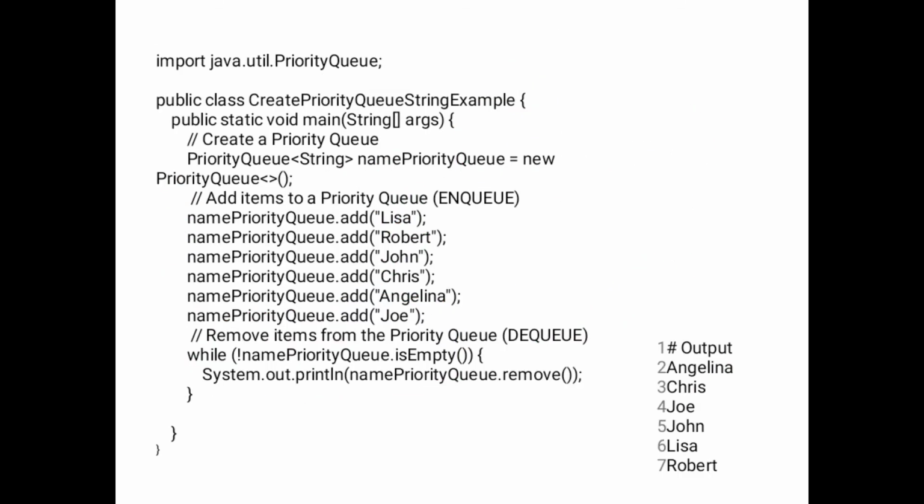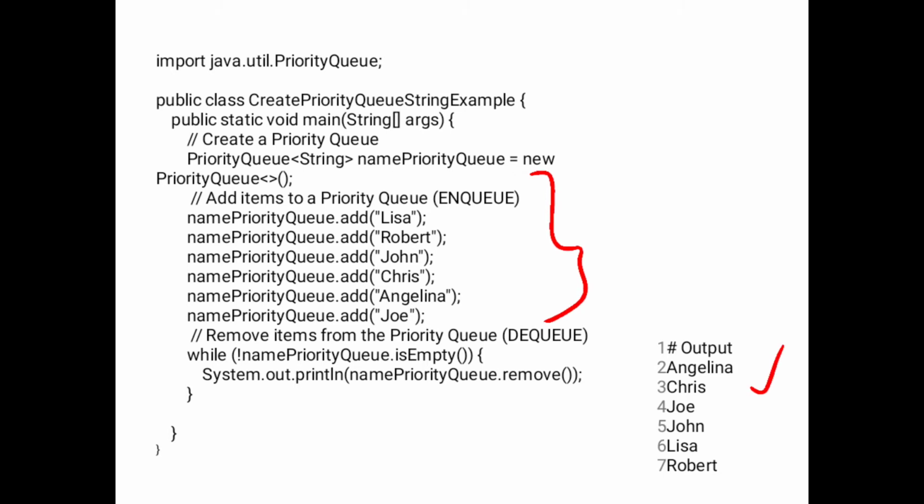Then another example, completely based on string manipulation. That is also the same concept of priority. Here is the given example: Lisa, Robert, John, Chris, Angelina, Joe. These elements are entered into the queue. All the elements are in different order. Then we analyze which element can carry the first priority. Here, Angelina is the first priority.